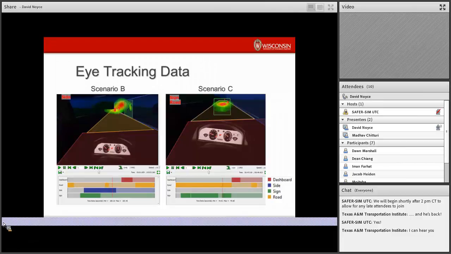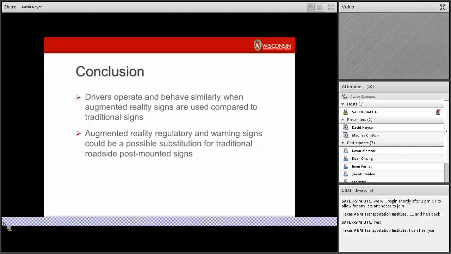Again, I don't have it all synthesized for you, but you can see in the typical heat maps used for this type of information that we're able to identify the amount of time and where the primary search locations were, based on the dashboard or inside the vehicle, and then within the roadway on the sides, the signs themselves, etc. So I think this is going to be very important as we move forward.